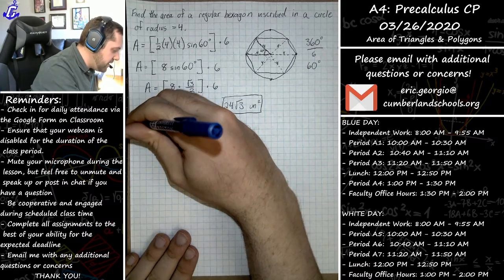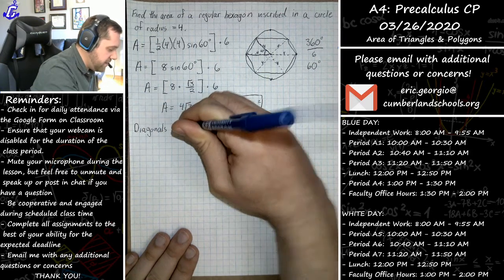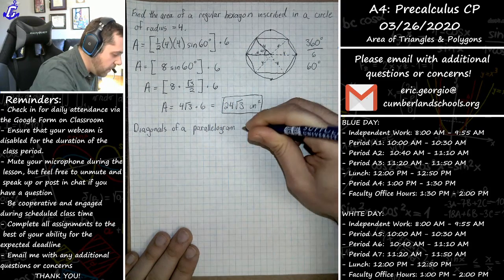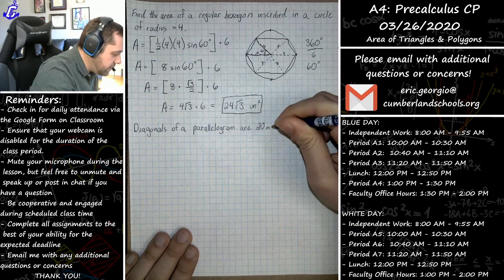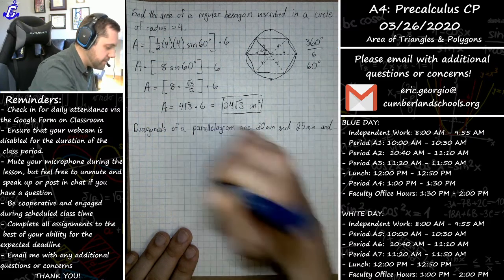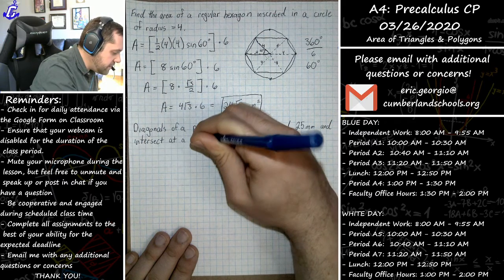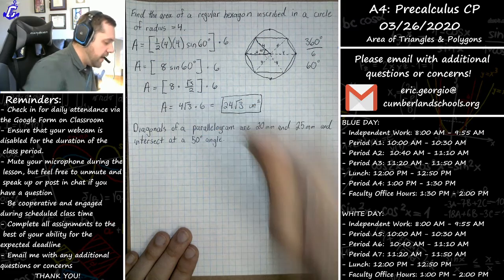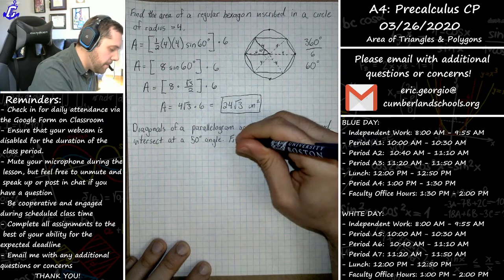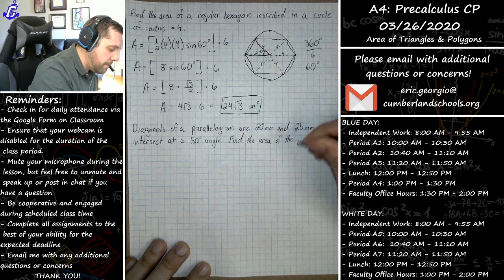So how about this one? Remember, a quadrilateral has 4 sides. Diagonals of a parallelogram, going for a good old parallelogram, are 20 millimeters and 25 millimeters and intersect at a 50-degree angle. Find the area of the parallelogram.